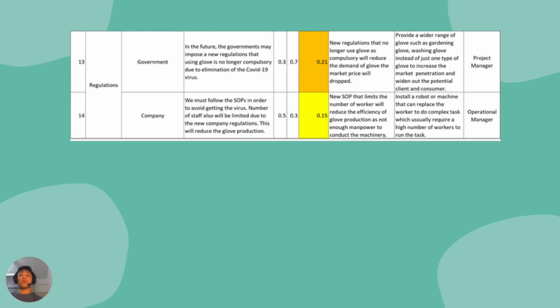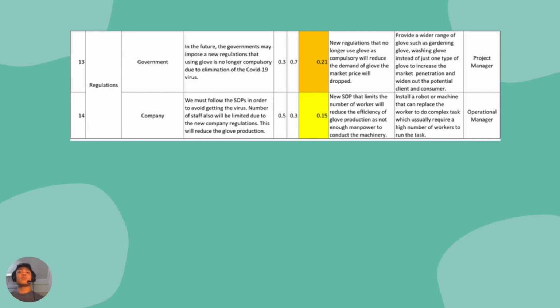Lastly is the company's regulation. The SOPs provided state that only a limited number of workers are allowed to work at once. This will reduce the efficiency of the production as there will be fewer workers to conduct the machinery. This is considered as a medium threat, which has a risk rating of 0.15.